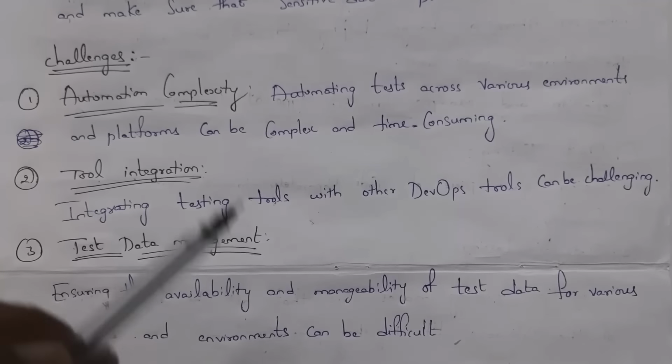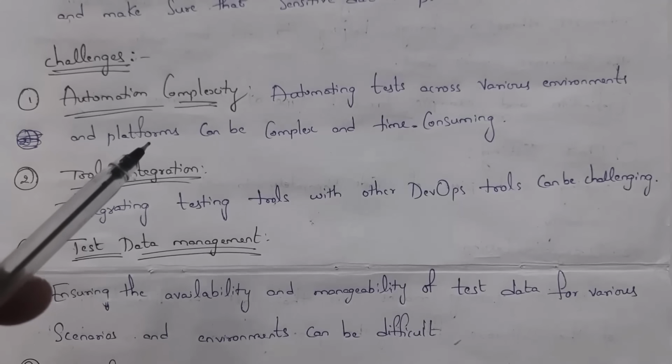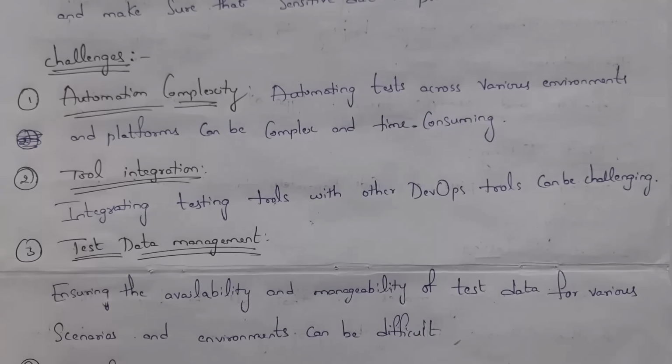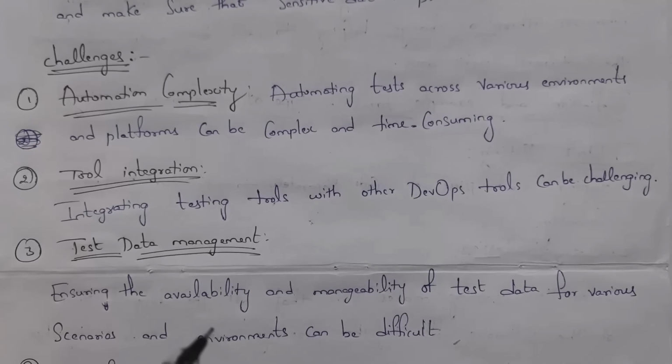These are the challenges that we need to face while we perform continuous testing in DevOps. The first one is automation complexity. We need to perform various kinds of automation testing on various platforms, so it is time consuming. And the second one is tool integration. Guys, we need to integrate testing tools with DevOps tools. It is very tough. And the third one is test data management. In order to perform various kinds of testing on particular data, at first we need to store the data in a particular place. Managing this data in order to perform testing is very tough. So ensuring the availability and manageability of test data for various scenarios and environments can be difficult.